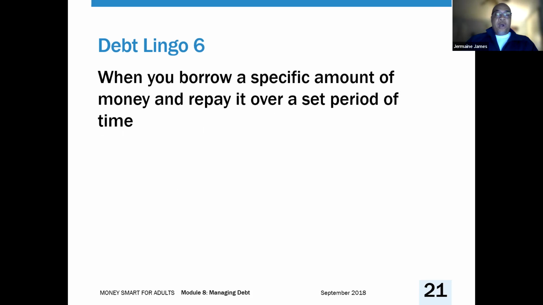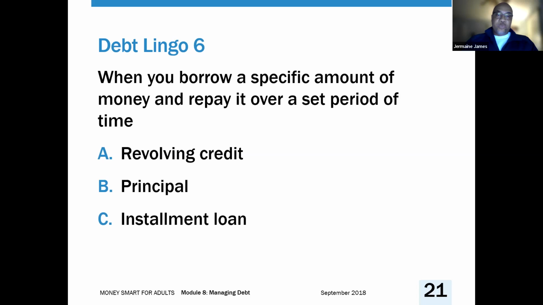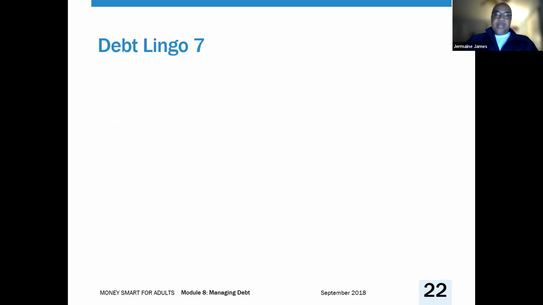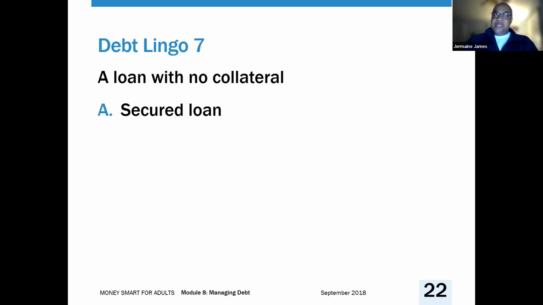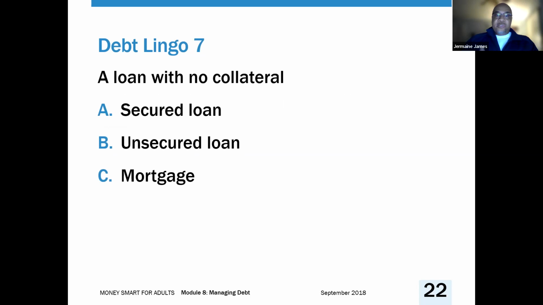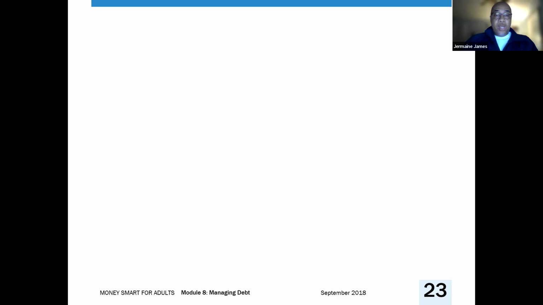Debt lingo number 6: when you borrow a specific amount of money and repay it over a set period of time, what does this entail? Revolving credit, principal, or an installment loan? Debt lingo number 7: a loan with no collateral is defined as what? A secured loan, an unsecured loan, or a mortgage? Those are 7 quick questions for you to consider. If we need to revisit this at the end of the presentation, I'll be more than happy to do that. The answers will give you an option to choose between A, B, and C.